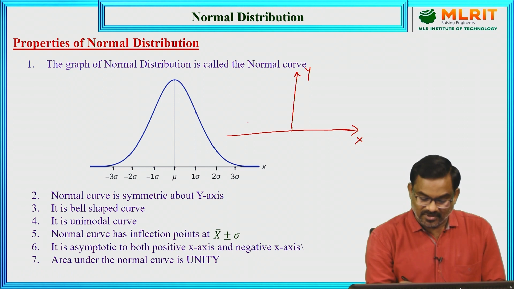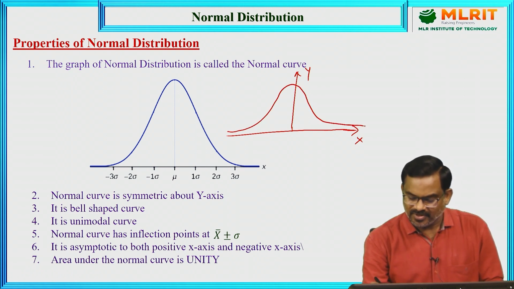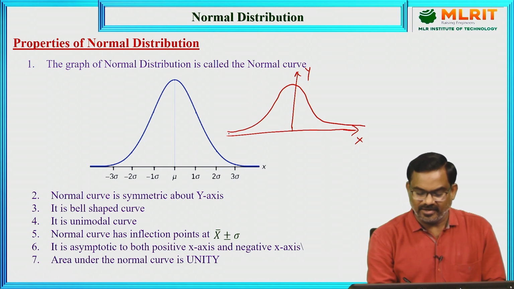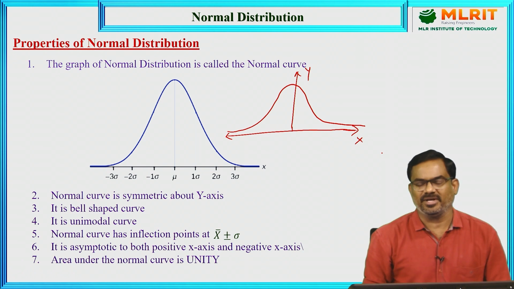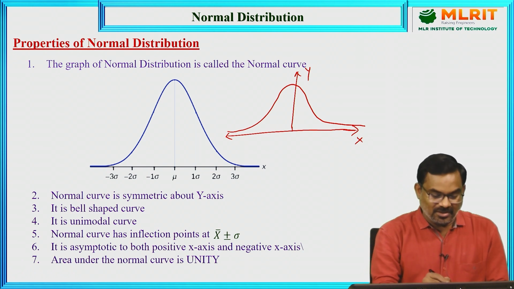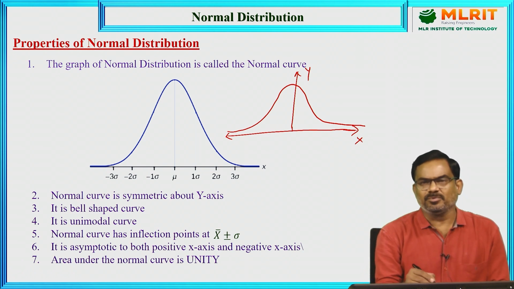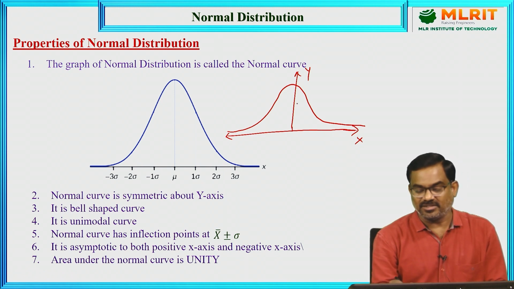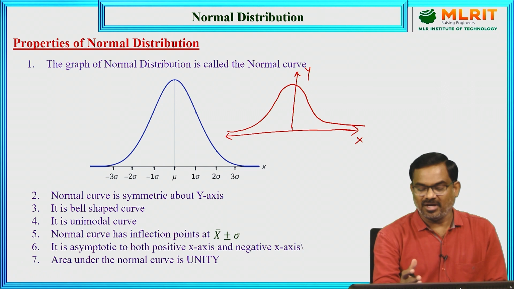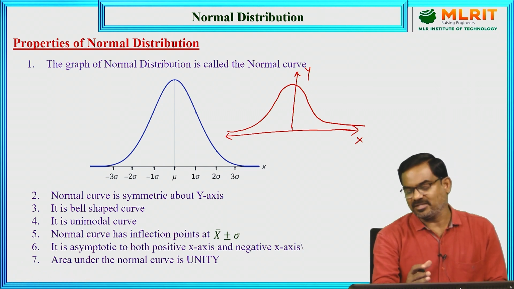Now this curve is in this form, it tends to infinity, it never touches the x-axis, either the positive x-axis or the negative x-axis. So the graph of normal distribution is called the normal curve, and the normal curve is symmetric about the y-axis. You see here the symmetry, the shape of the curve: the half left of y is the same as the right of y.